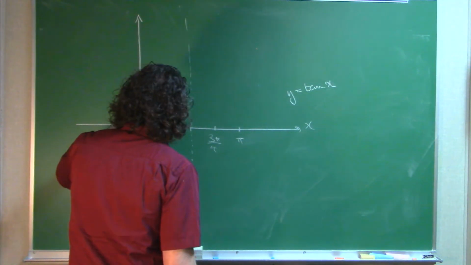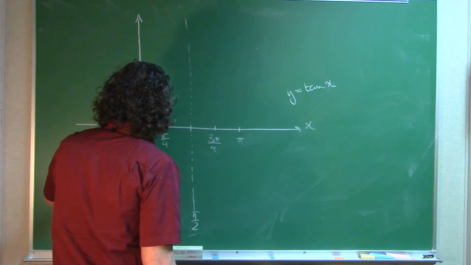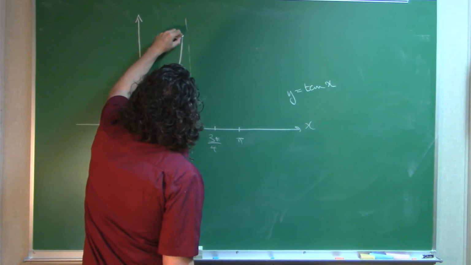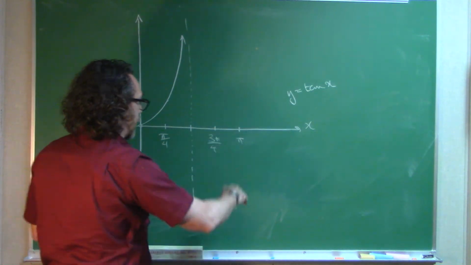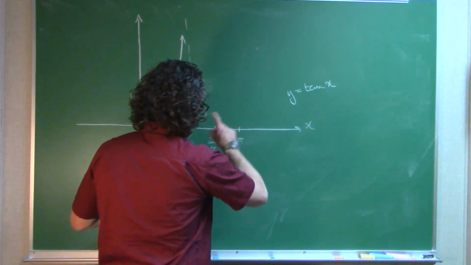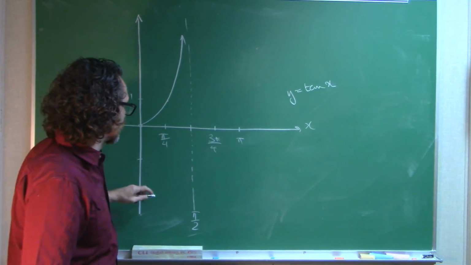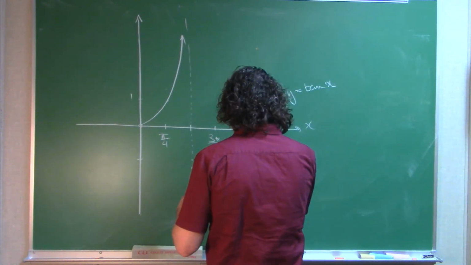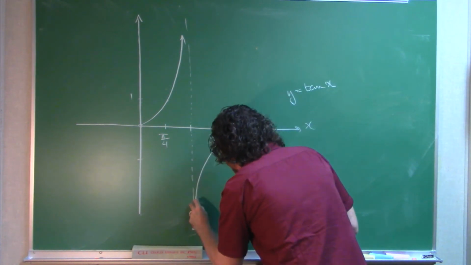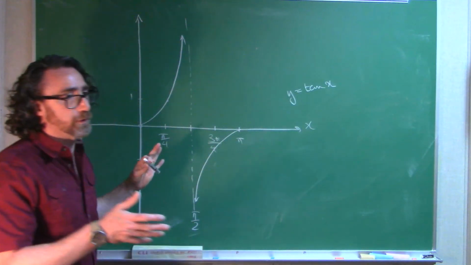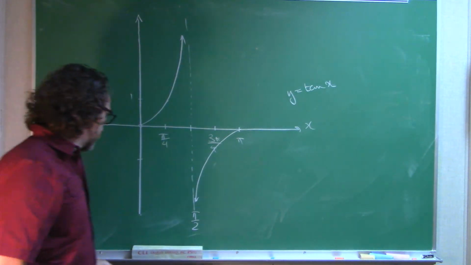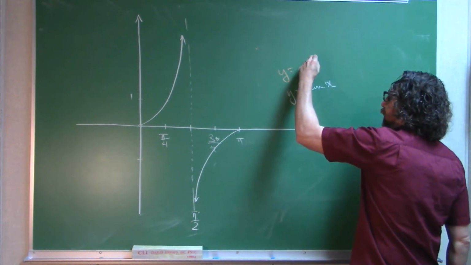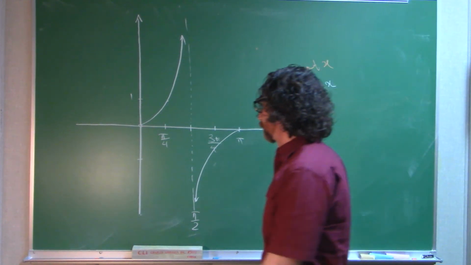Okay, so now the tangent function has asymptotes at pi over 2 and pi, etc. Oh, actually, no, I guess the tangent function is 0 there. Okay, so this is what my tangent function is looking like. So let me think about y equals cotangent x.